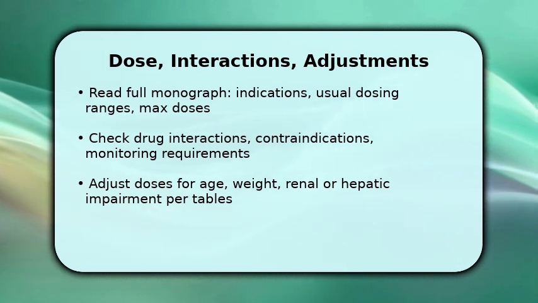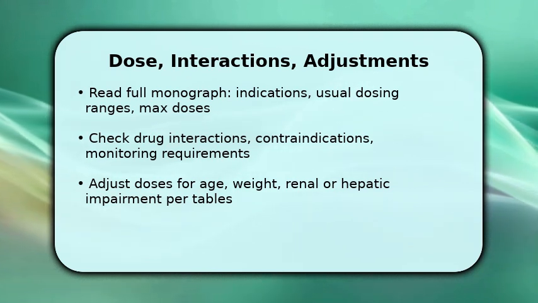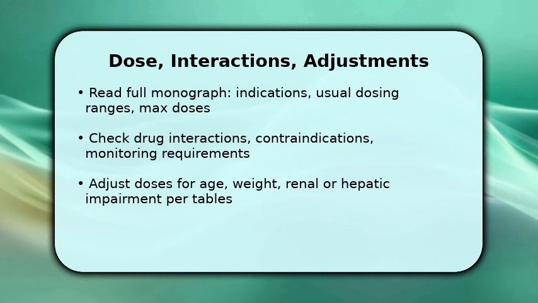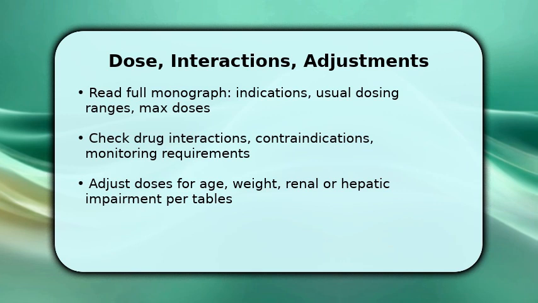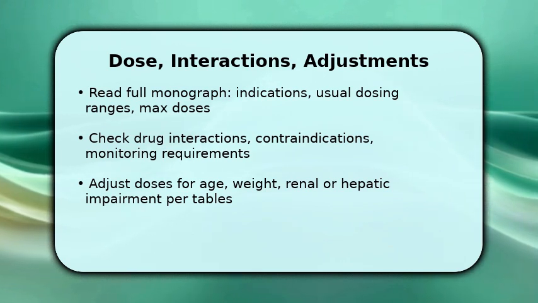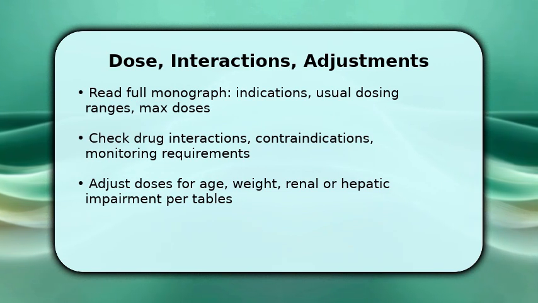Once done, review monitoring requirements, therapeutic levels, ECG, labs, and schedule them. Make sure to adjust doses for age, body weight, renal, or hepatic impairment using the provided tables and examples. Calculate and double-check math, and document your rationale in the record.